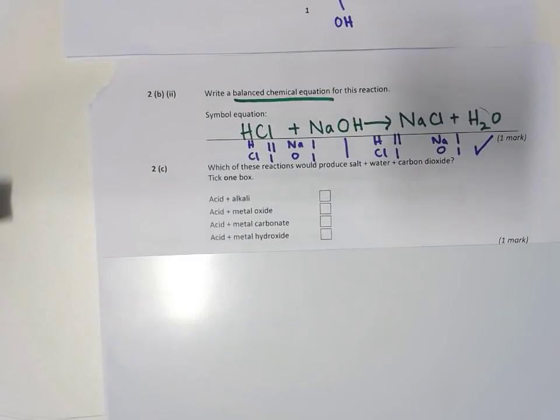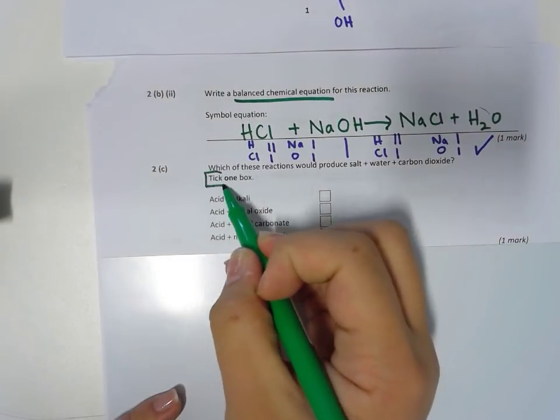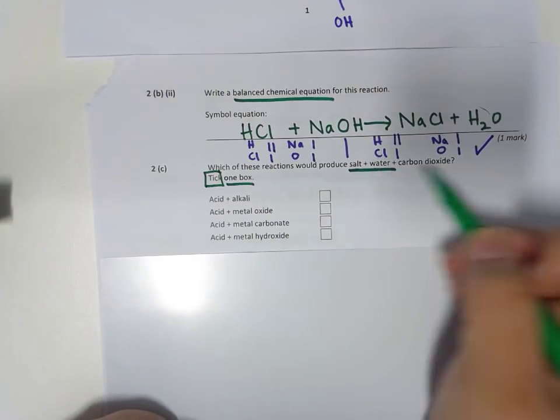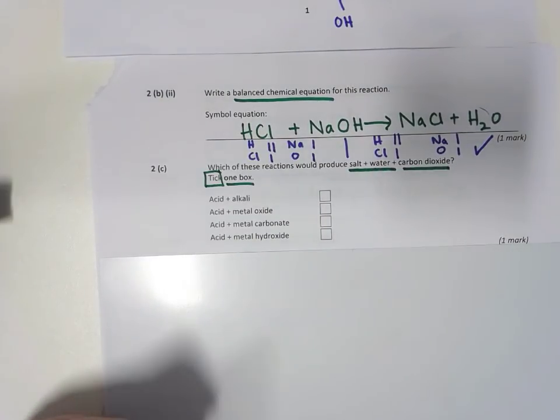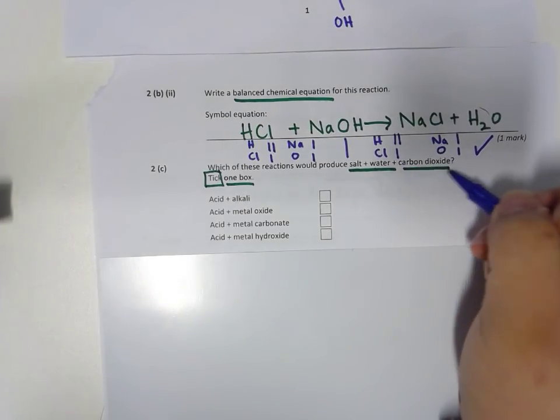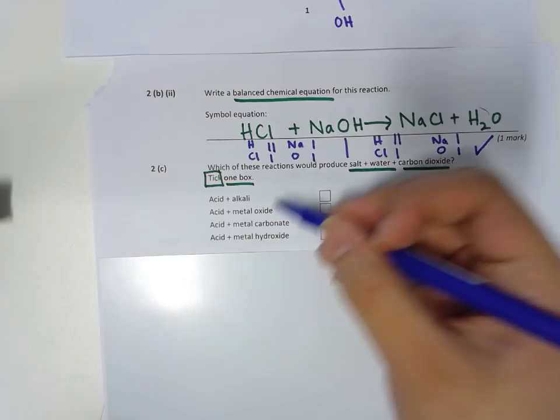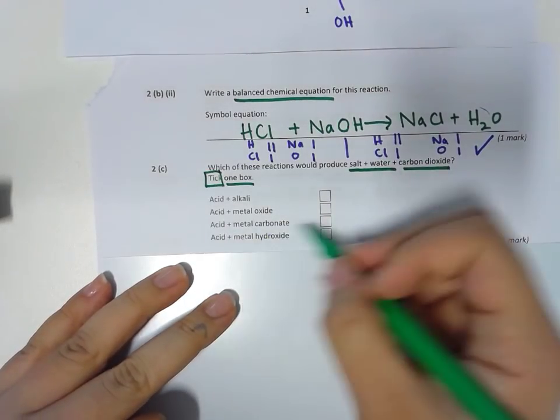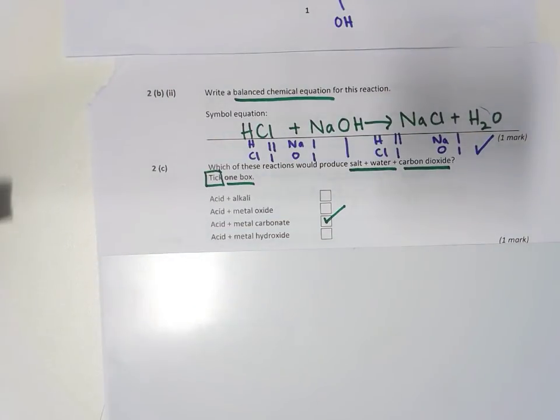Moving on, we have to tick one box to show which of these reactions will produce salt plus water and carbon dioxide. So the key bit here is what also produces carbon dioxide as well. And there's only one reaction here that produces carbon dioxide as a product, and that is acid plus metal carbonate.